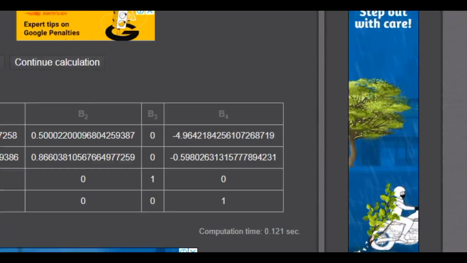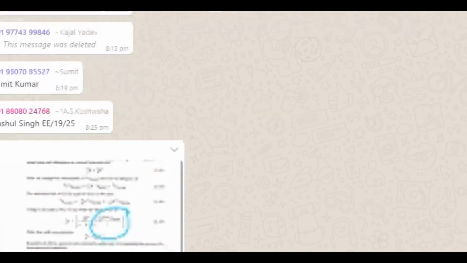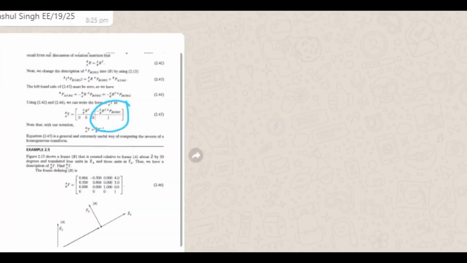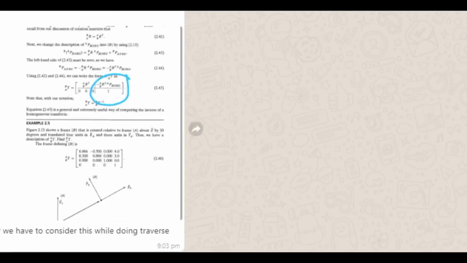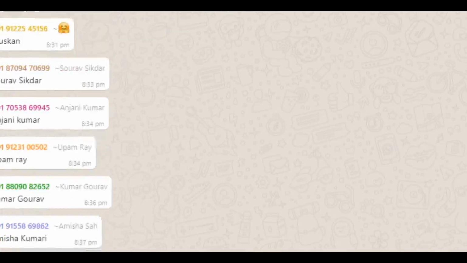So I share the link with your WhatsApp. You put the value of r, theta and all values, then you check what the result is. So I send the link with you.